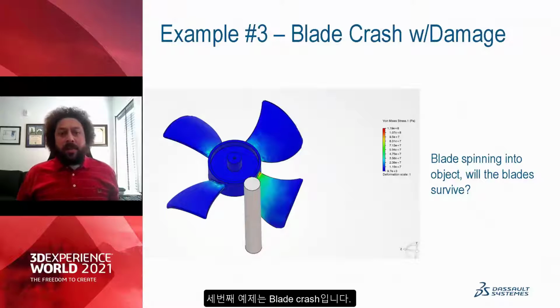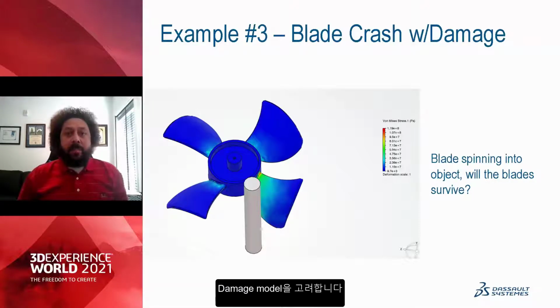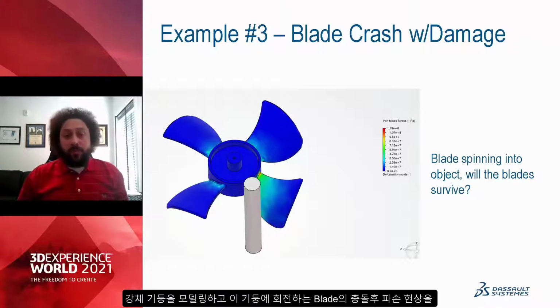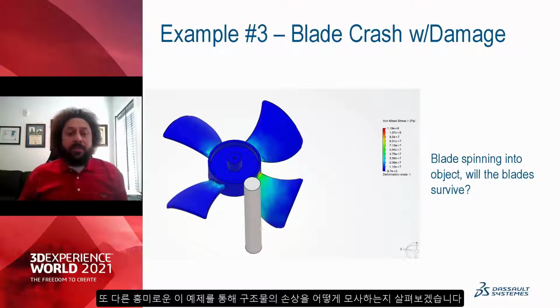All right, so our final example is going to be a blade crash. In this case, we're going to also take a look at damage modeling. That's something, again, another advanced capability that's available with the SIMULIA tools. We're going to model that pole as a rigid body, and we're going to see what happens when we spin the blade or the fan up, and the blades are in a position where they're actually going to impact that rigid body. So another real interesting kind of example, and we're going to be able to take a look at exactly some damage modeling also.